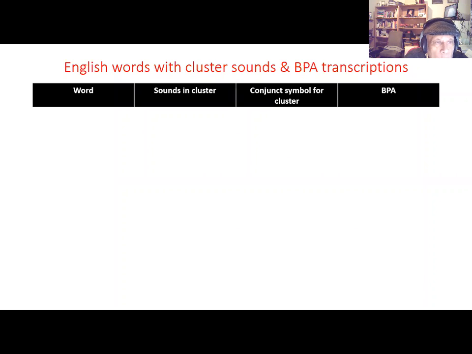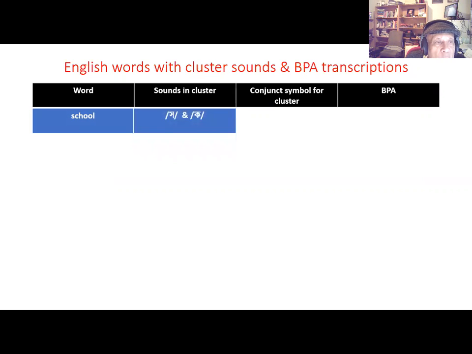In this video, we'll talk about English cluster sounds and how we represent those cluster sounds in BPA transcriptions. First of all, we'll look at the very common English word, school. Here we have two English sounds, s and k, which form the cluster sk. And this is written by a single conjunct symbol in BPA as sk.